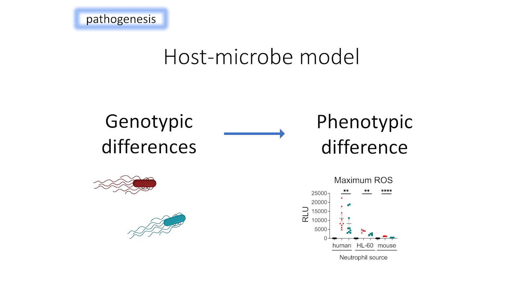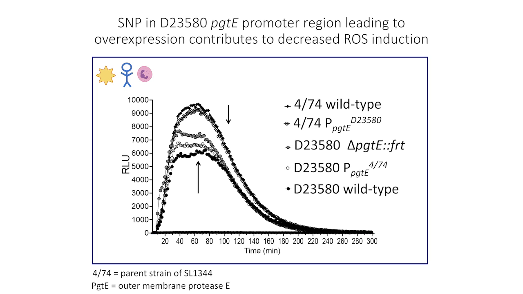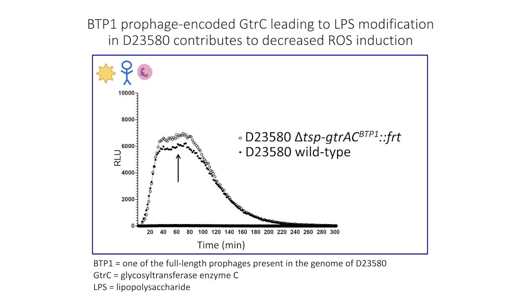So the question is, what are the genotypic differences that explain this phenotypic difference? What I found is that there's a known single nucleotide polymorphism in pgtE, and this leads to overexpression. And I found that this contributes to decreased ROS induction by my invasive strain. I also saw that a prophage-encoded gtrC that modifies the LPS of my invasive strain also leads to decreased ROS.